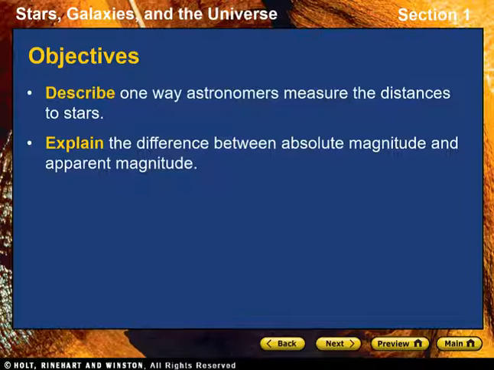At this point, you should be able to describe one way astronomers measure the distances to stars, and explain the difference between absolute magnitude and apparent magnitude.